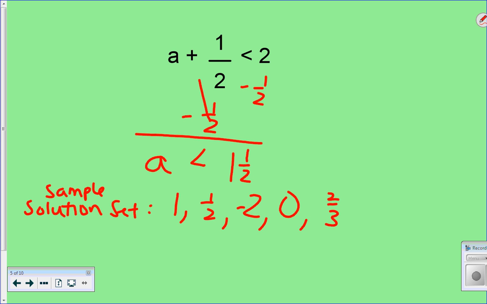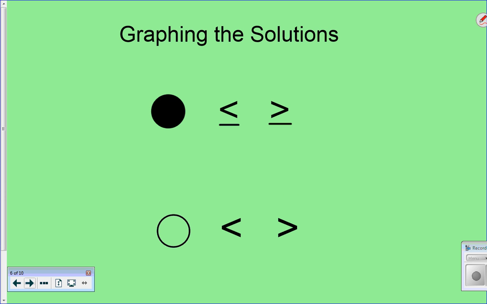Okay. Catching how this is going? Not too hard, right? It's the exact same thing as equation. Now let me show you how to graph them. That's the next step to this. So when you graph, we're going to use dots. Okay? And certain dots mean certain things. The dot that's colored in means these two signs. The dot that's open means those two signs.